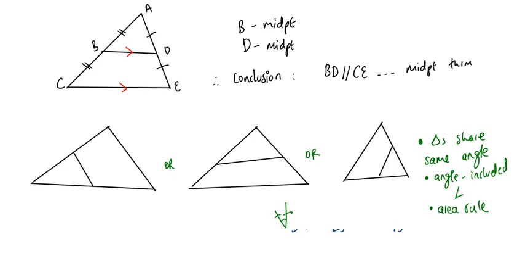And it doesn't end there. The other conclusion is that BD is going to be half of CE. If CE is 60, BD is going to be 30. If CE is 40, BD is going to be 20. If CE is 10, BD is going to be 5. You understand? So it's still the same reason. You say midpoint theorem.